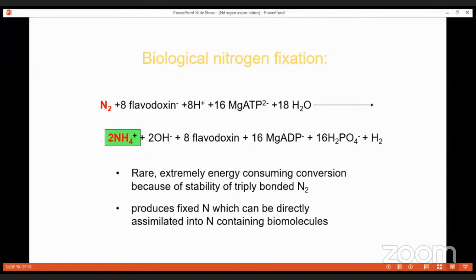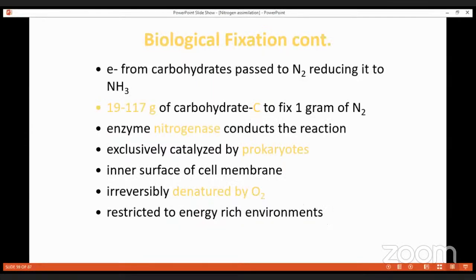So biological nitrogen fixation, we already discussed. It requires 16 ATP and then it produces two ammonia molecules. These are some details that you don't need to understand. Just remember that sometimes it is asked that 117 grams of carbohydrate are used to fix 1 gram of nitrogen. So this much energy or this much food has to be utilized for fixing only 1 gram of nitrogen.